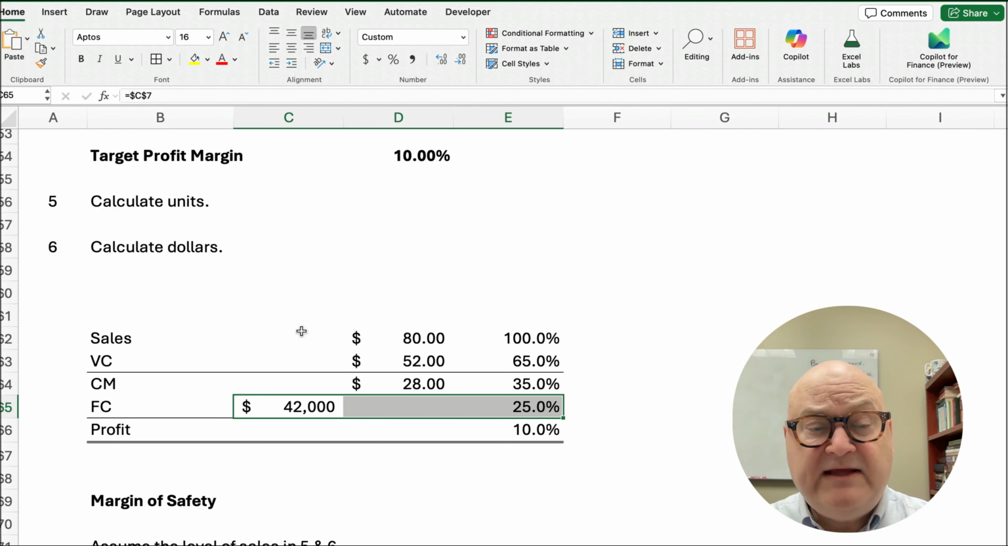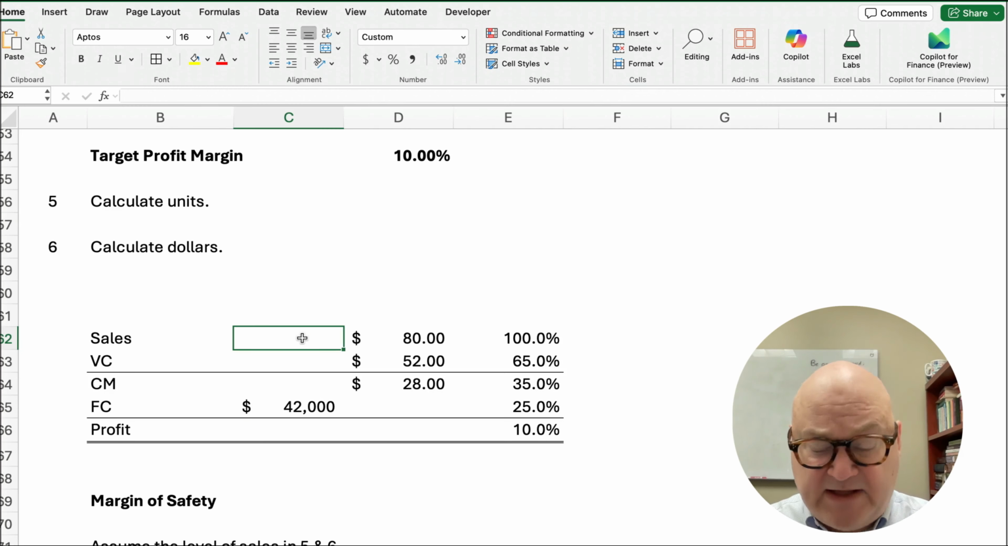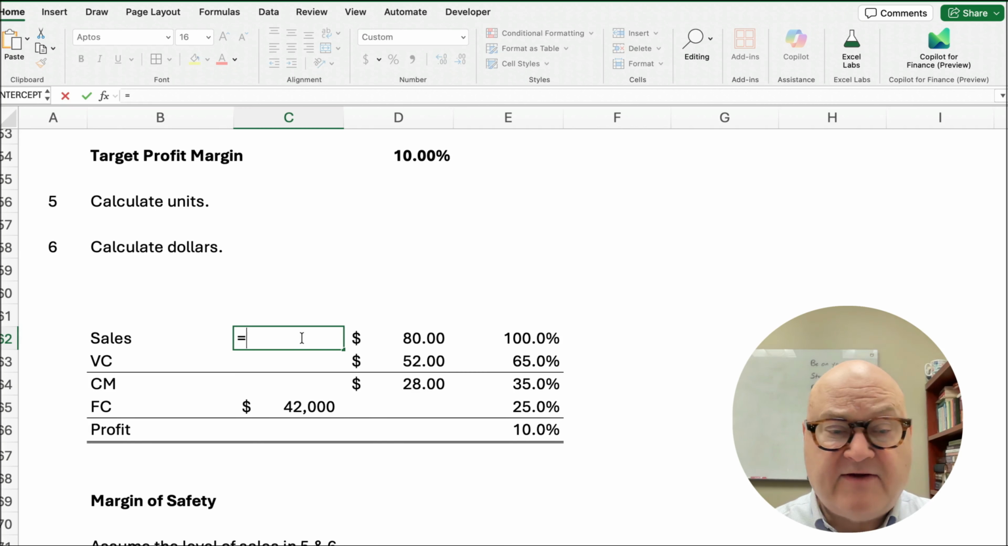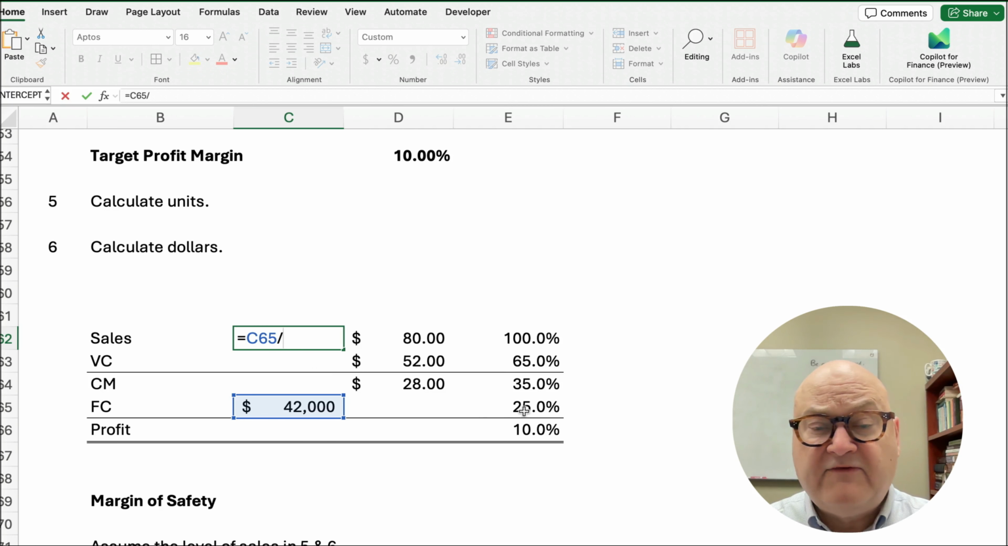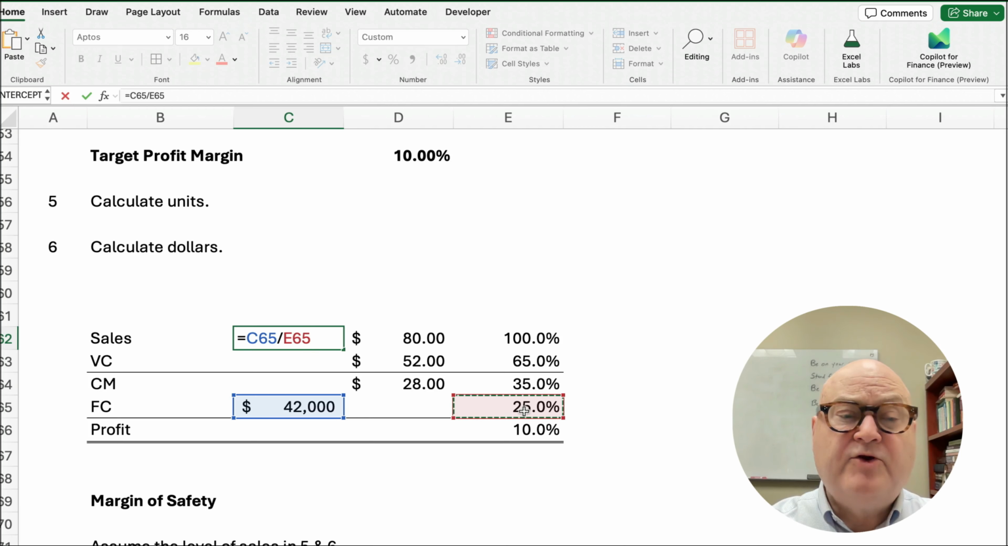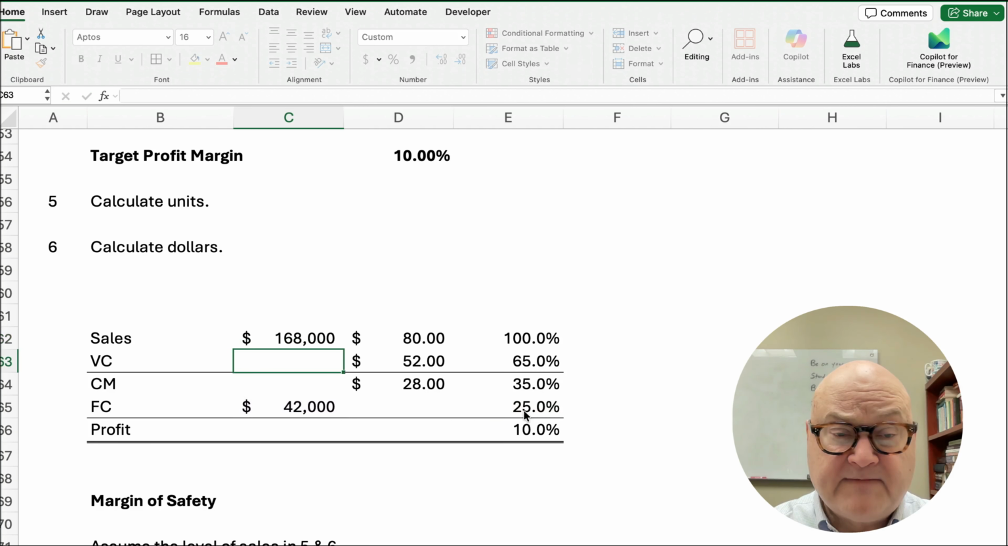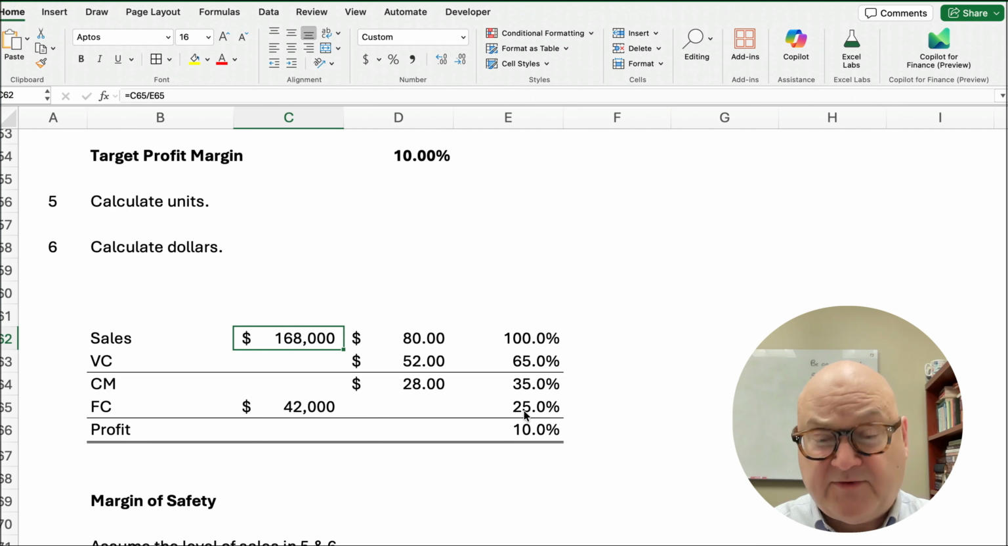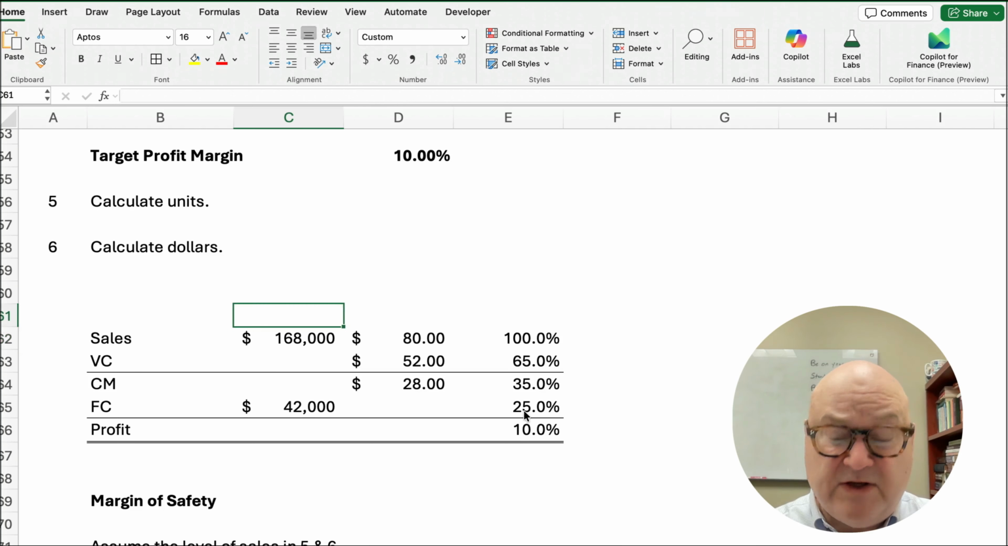If we knew the sales, we would take sales times 25% and we'd get 42,000, right? But we don't know that, so we're going to have to divide going back up. So this is the key. So watch, take a note on this. You're going to take 42,000 divided by the 25%. That's going to give us the 100%, which is the sales amount. So that's 168,000.